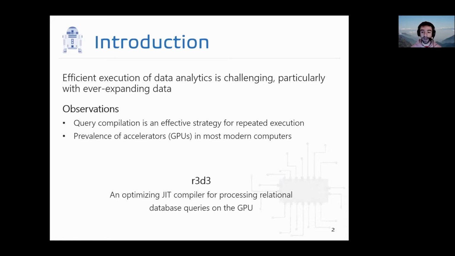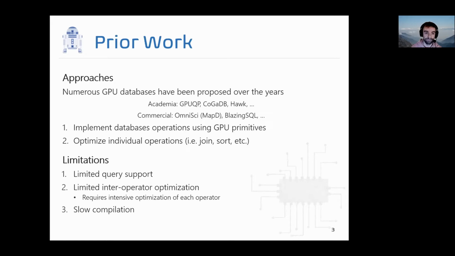Now luckily for us, paired with this challenge are two important observations. Firstly, query compilation is an effective strategy for repeated execution. We're able to pre-compile a query, execute it multiple times, and amortize the cost. Secondly, we have the prevalence of accelerators, or GPUs, inside of most modern computers. And this is really the inspiration for our project r3d3, which is an optimizing JIT compiler for processing relational database queries on the GPU.